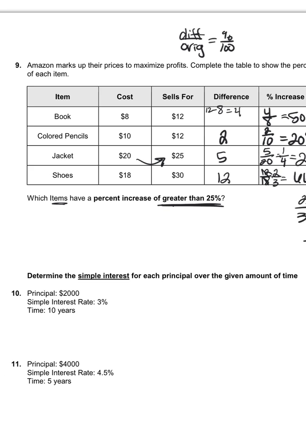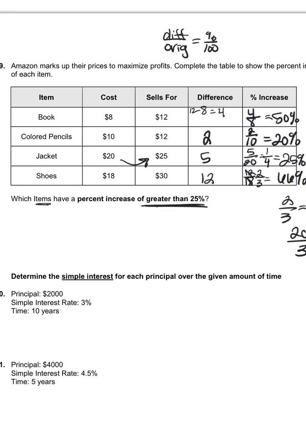All I needed to do is to see, is my difference less or more than 25% of what my original cost was? Well, it looks like my book was 50, so my book makes that. 25%, well, my colored pencils was 20, so that's not an option. My jacket is exactly 25%, but read the question. It says greater than 25%. So that means my jacket is not going to be true.